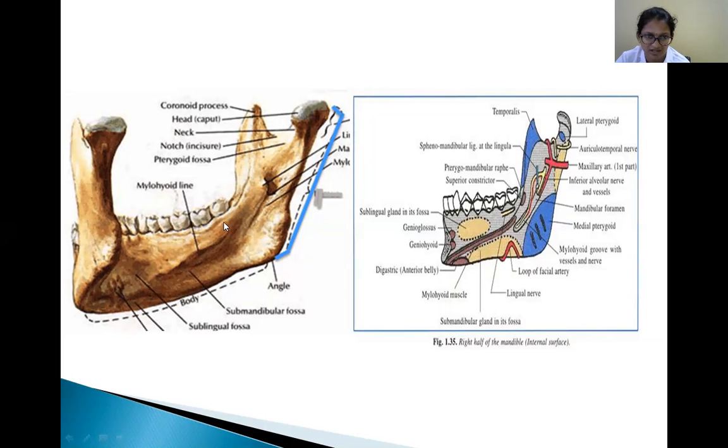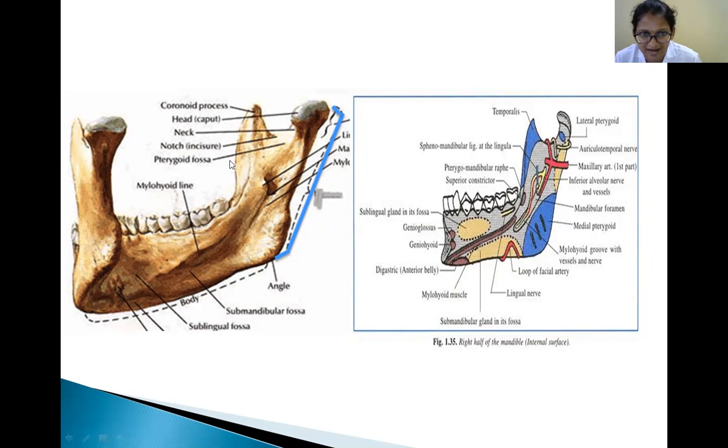Coming to the external features of the ramus, it consists of an anterior border, a posterior border, an upper or superior border, and a lower or inferior border. Next, it consists of two surfaces: this is the internal surface, and this is the external surface. First, we are going to discuss the borders.